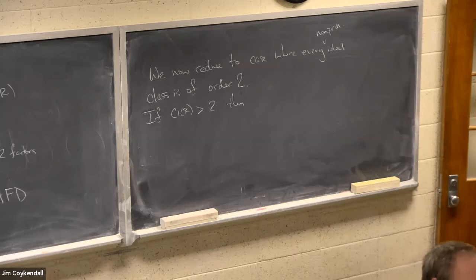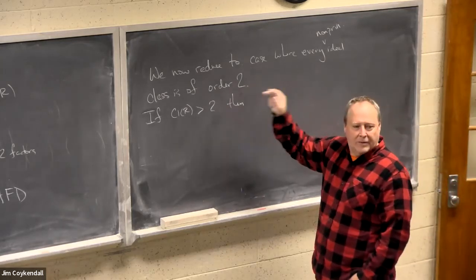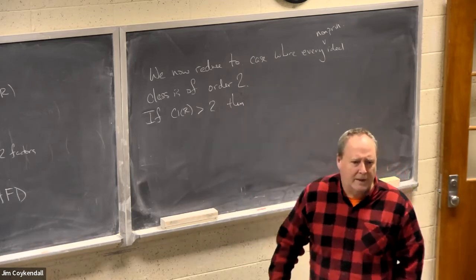So here's what we've got. We've got this group where every non-identity element is order 2, and I know there's more than 2 elements in it. So every non-identity element is order 2, and there's more than 2 elements in it. So what can I conclude?